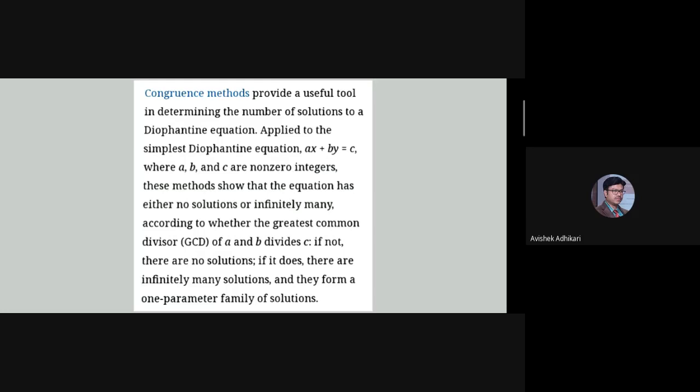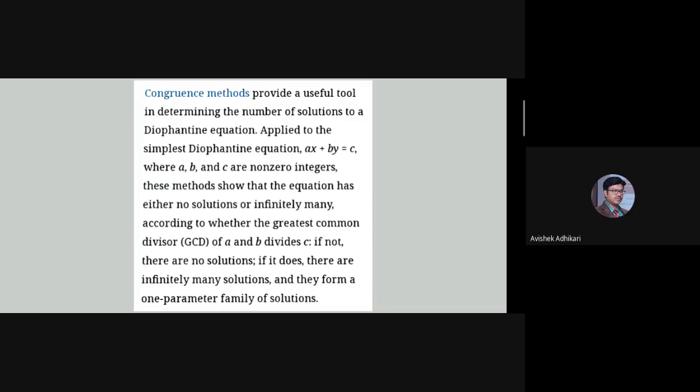The congruence method shows that the equation has either no solution or infinitely many solutions according to whether the greatest common divisor, GCD, of a and b divides c or not. If not, there is no solution. If it does, there are infinitely many solutions, and they form a one-parameter family of solutions. So this was about Diophantine equations.